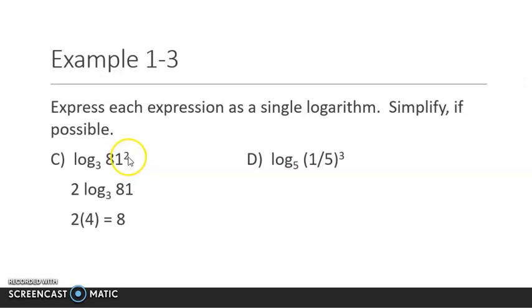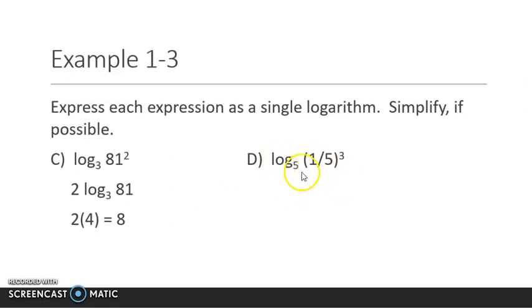For this first one, I'm going to use the power property to take this 2 and move it to the front because 81 squared is a rather large number, and I'm not sure what power of 3 would be that number. So I have 2 times log base 3 of 81. Now I happen to know that 3 to the 4th power is 81. If you don't happen to know that, what you can do is try powers of 3 and say, okay, 3 to the 1st is 3, 3 to the 2nd is 9, 3 to the 3rd is 27, 3 to the 4th is 81. Just check those powers. So this is really 2 times 4, and 2 times 4 is 8. So 8 is our answer.